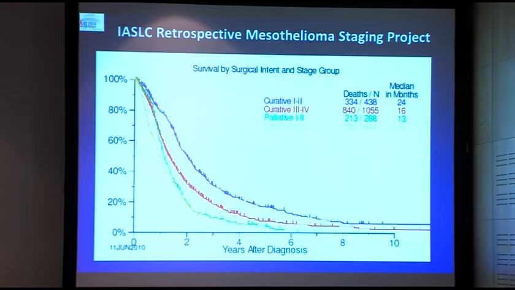And then surgical intent and stage group. So you've got early stage curative in blue, at more advanced stage patients with curative intent, and of course some of these people would have been those who were upstaged from an early stage to a more advanced stage. And then the palliative patients is pretty much overlapping.